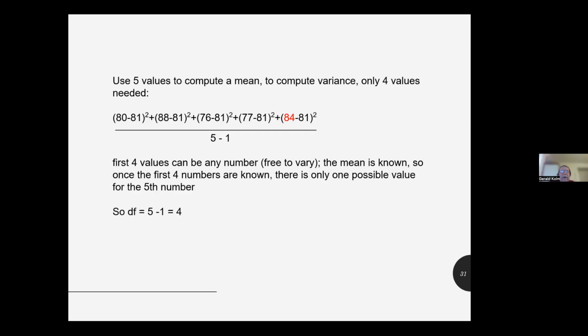And so I've given the numerical example here from our data, where I have subtracted each value from the mean, in this case, the control group. You square each difference, and then we divide by 5 minus 1 instead of by 5, or we divide by 4. So the first 4 values in our equation here can be free to vary, but once we know what those are, the 5th one is not free to vary. So that's where we get our degrees of freedom as being, in this case, 5 minus 1, or 4.